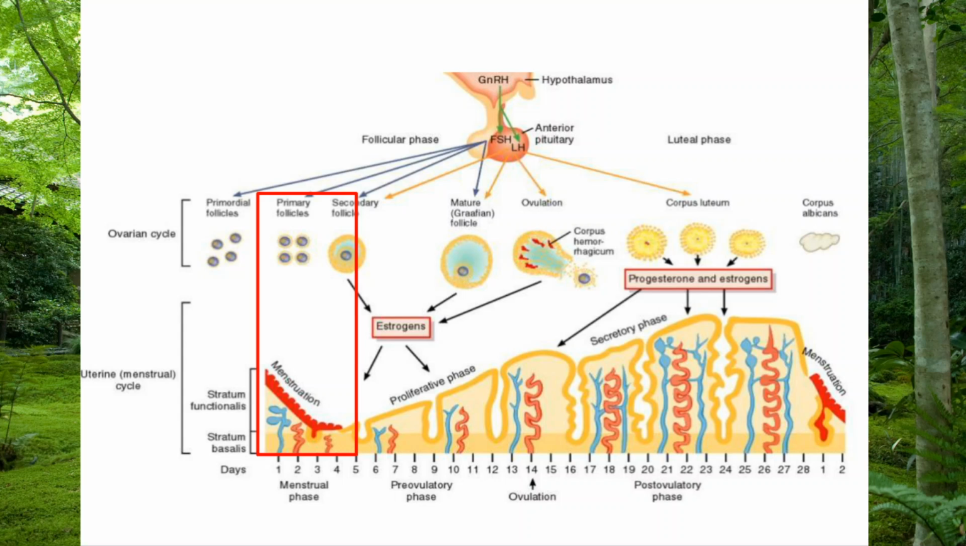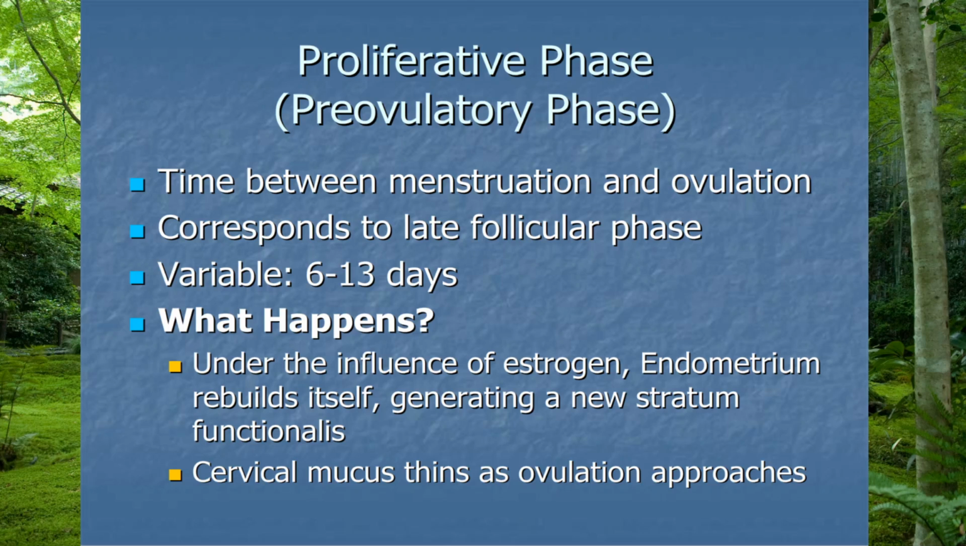The next phase of the uterine cycle is called the proliferative phase. Proliferative means to build up, and during the proliferative phase, the uterine lining is going to build in thickness. We also call this the preovulatory phase because it occurs before ovulation. The proliferative phase corresponds to the late follicular phase of the ovarian cycle. And unlike other phases, it can be very variable, somewhere between 6 and 13 days.